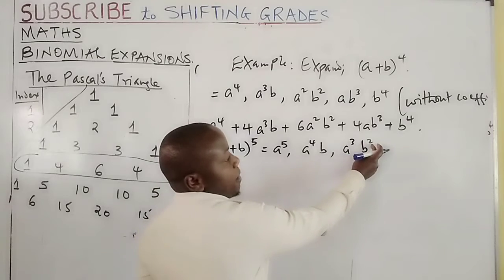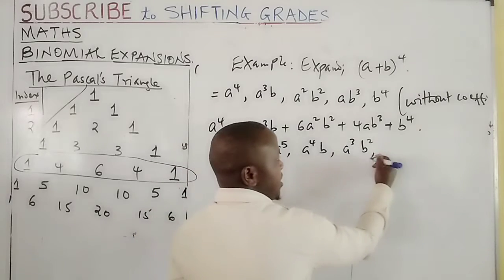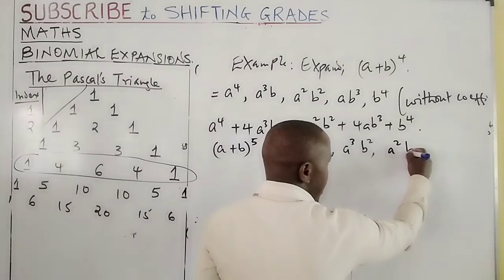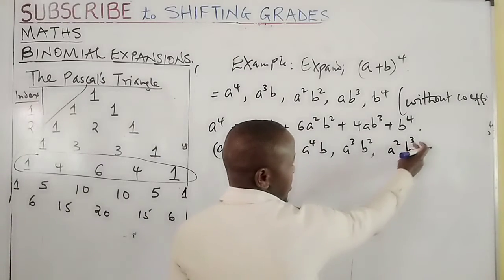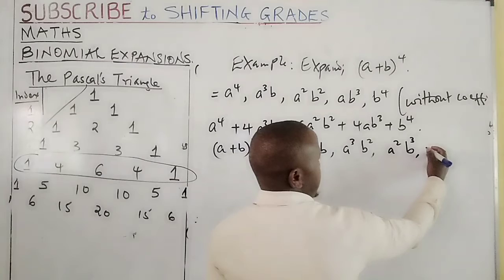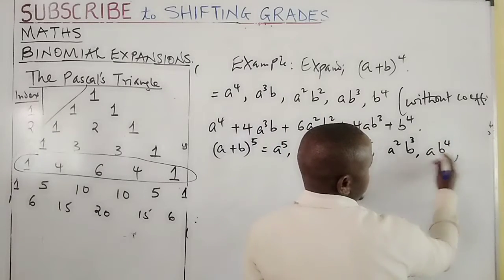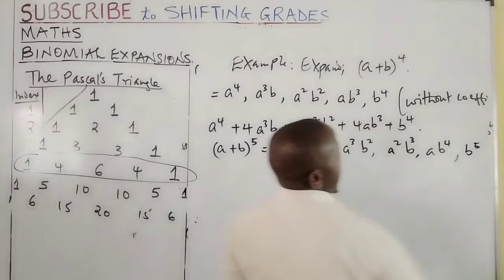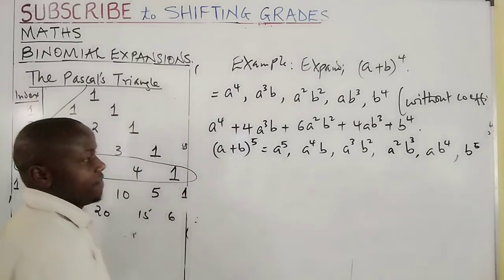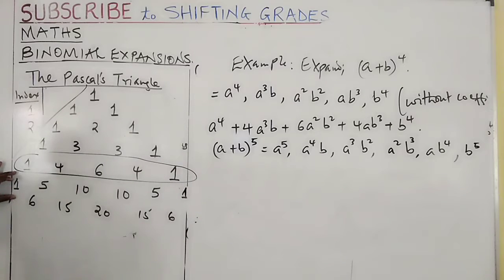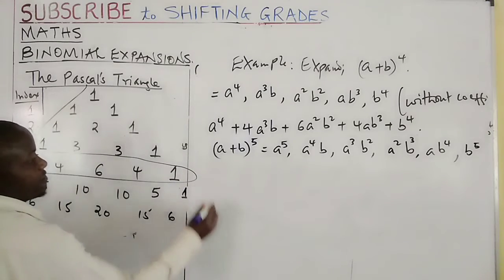Power 3, this one power 2, still totaling to 5. The next one, a drops to 2 as b raises to 3. Powers still totaling to 5. A power 1 and b 4. Then a goes to 0 as b ascends to 5. Therefore, now we insert coefficients. We insert the coefficients 1, 5, 10, 10, 5, 1.